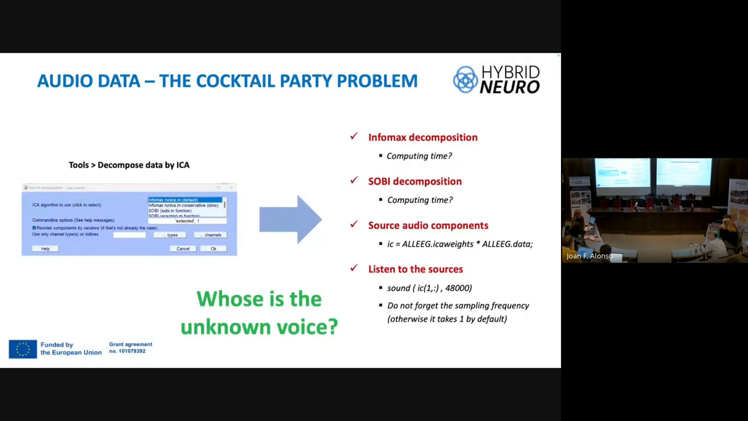There are six source components, six audio mixtures, and the samples. And we can now listen to the different sound components. You can try to do it by taking sound IC one. This is the first sound component, and it's very important to indicate the frequency, because the default frequency of this routine is 1 hertz, and in our case it is 48 kilohertz. If you put it, you can listen on your computer. Please try for 2-3 minutes and try to identify the unknown source.